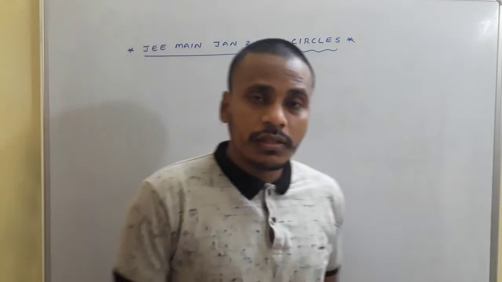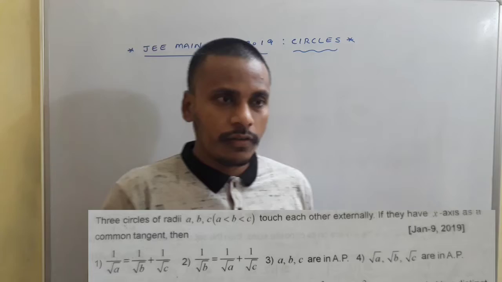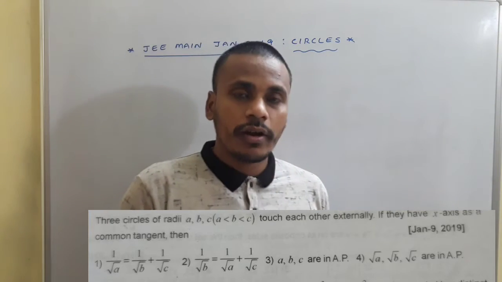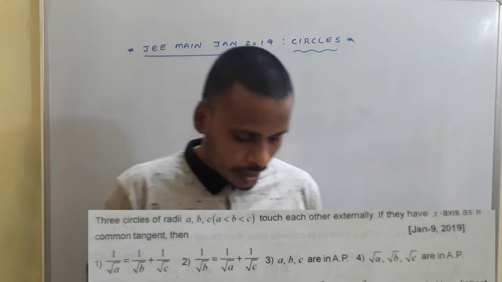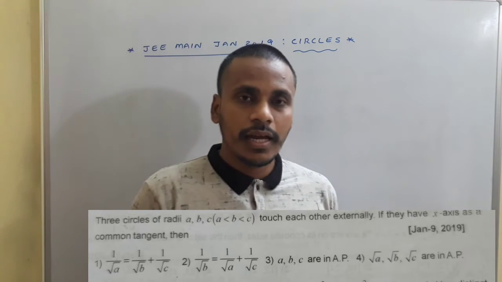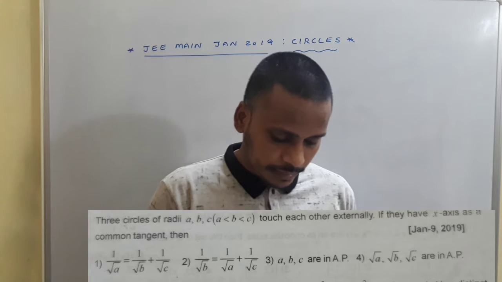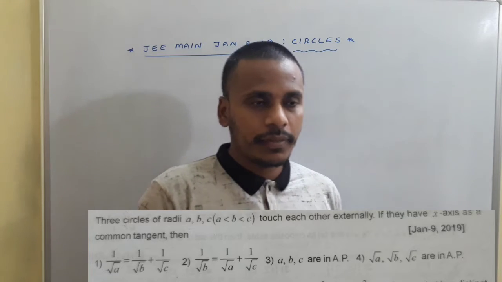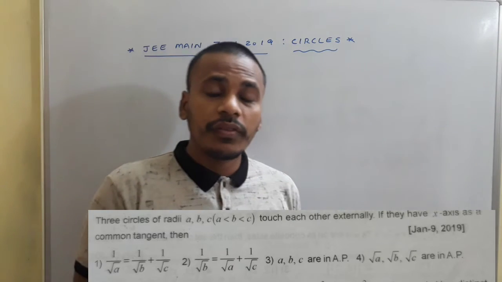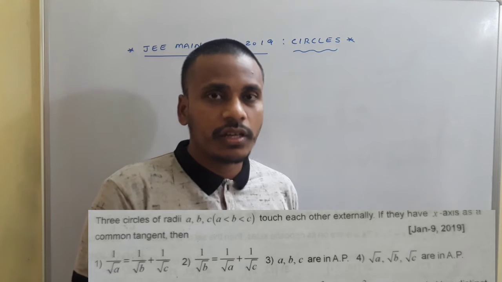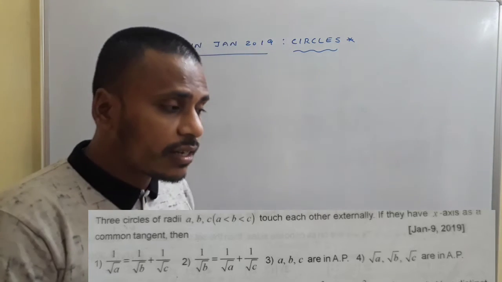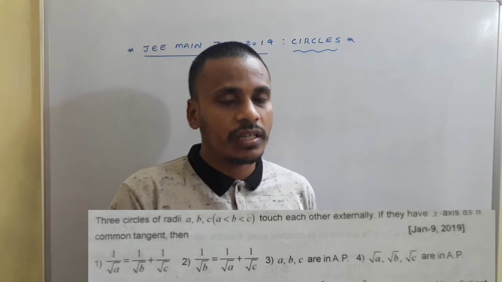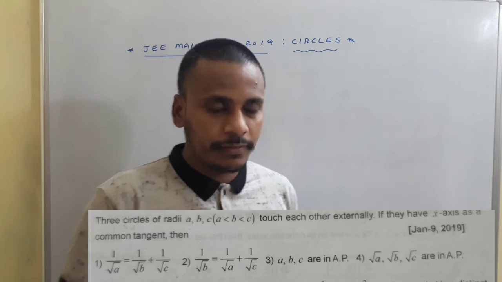Okay. See, three circles of radii. The first question of this Mains circles, okay? Three circles of radii A, B, C, A less than B less than C, touch each other externally. If they have the x-axis as a common tangent, then see, there are three circles and those three circles are touching each other externally, as well as for those three circles the x-axis is the common tangent, and the radii of those three circles are A, B, C as given.